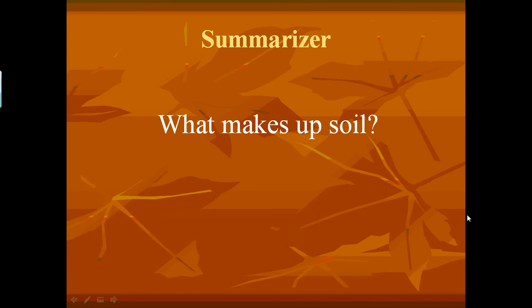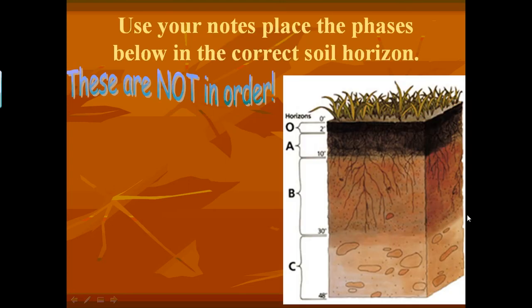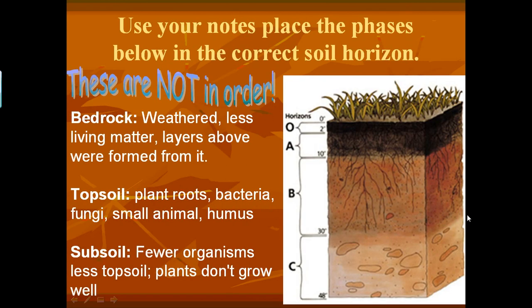All right, the next part I want you to practice with is looking at the soil horizons. I want you to see if you can place these qualifications for the A horizon, B horizon, or C horizon. Remember, these are not in order, but this would be like a test to see how much you've remembered from this lesson.